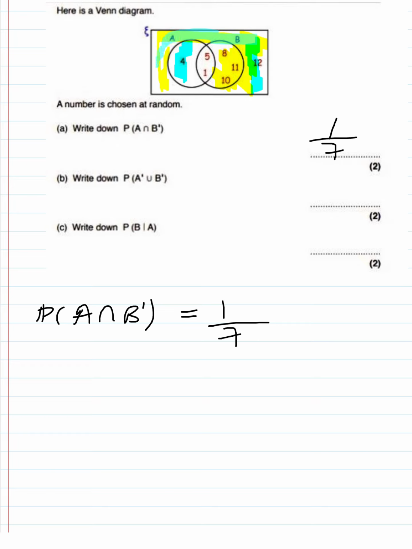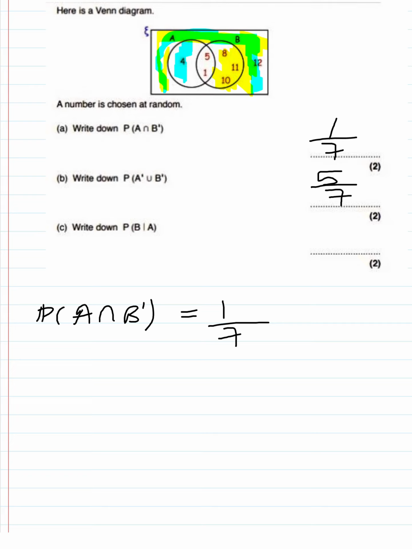We look for where the overlap lies and see that the probability of being not in A or not in B is all of the elements that we've highlighted. So that's a possible 5 out of 7, as there are 5 elements that have been highlighted, the elements 4, 8, 11, 10 and 12. So 5 out of 7 is the probability of being not in A and not in B.